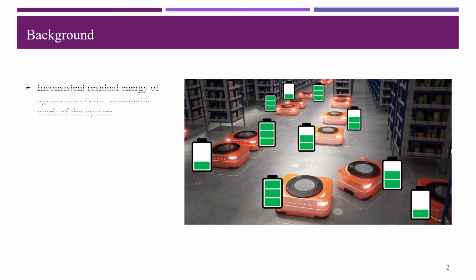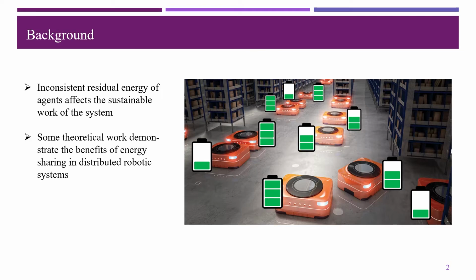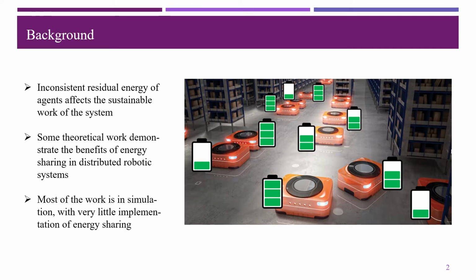In recent years, distributed robotic systems have been widely studied and applied. But the inconsistent residual energy of agents affects the sustainable work of the system. Based on the assumption that agents in the system can share energy, some theoretical work demonstrates the benefits of energy sharing in distributed robotic systems. However, these exciting studies are still at the simulation stage, and very few have been reported about the implementation of energy sharing in realistic robotic systems.